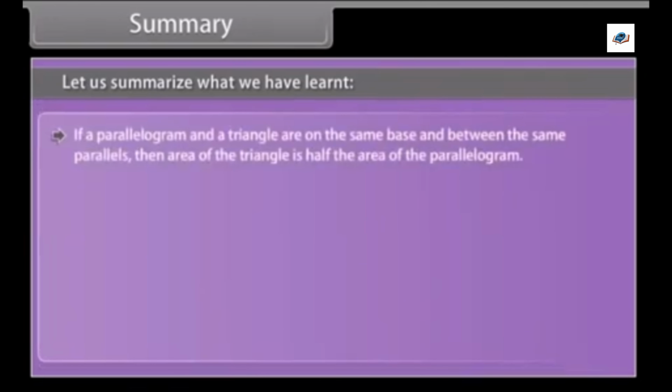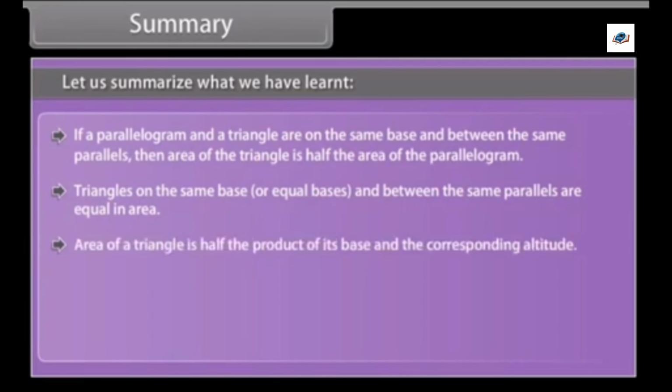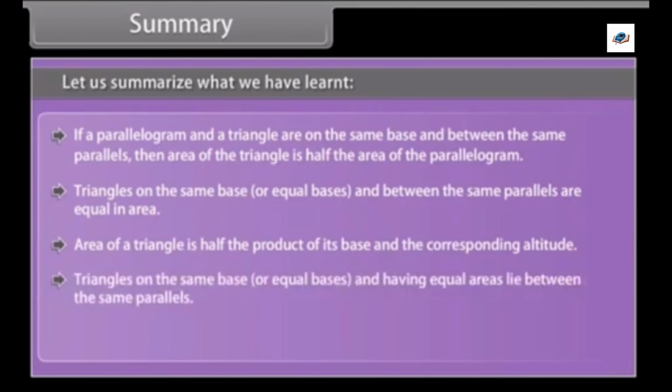If a parallelogram and a triangle are on the same base and between the same parallels, then area of the triangle is half the area of the parallelogram. Triangles on the same base or equal bases and between the same parallels are equal in area. Area of a triangle is half the product of its base and the corresponding altitude. Triangles on the same base or equal bases and having equal areas lie between the same parallels. A median of a triangle divides it into two triangles of equal areas.